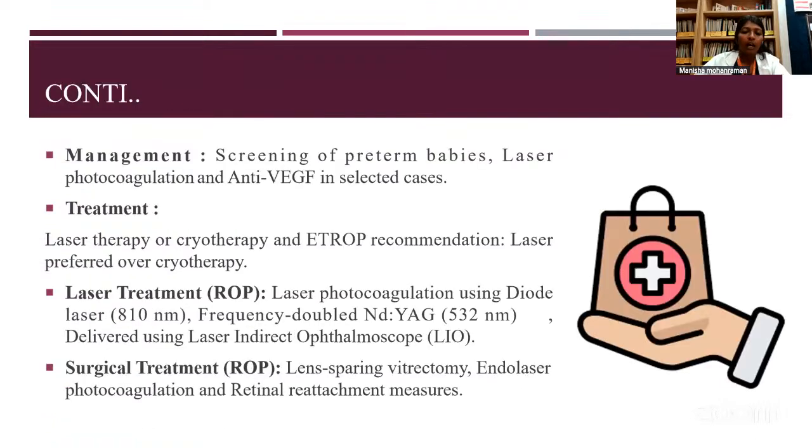The management: screening of preterm babies, laser photocoagulation, and anti-VEGF in selected cases. Treatment, laser therapy or cryotherapy, and ETROP recommendation, laser preferred over cryotherapy. Laser photocoagulation is done using diode laser or frequency doubled Nd:YAG laser, and surgical treatment includes lens sparing vitrectomy, endolaser photocoagulation, and retinal reattachment measures.